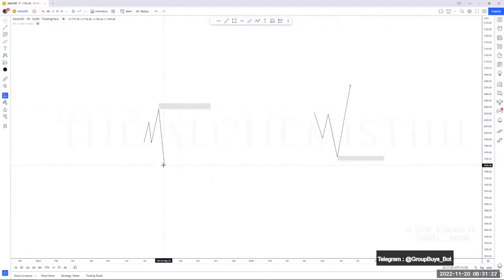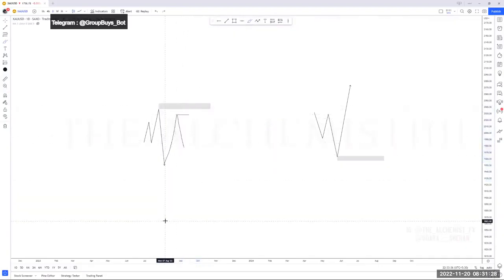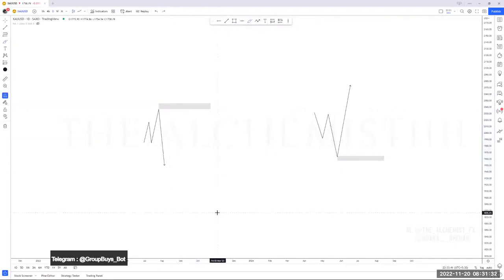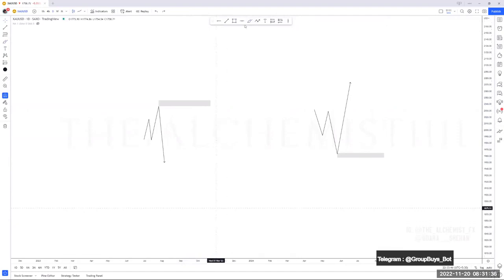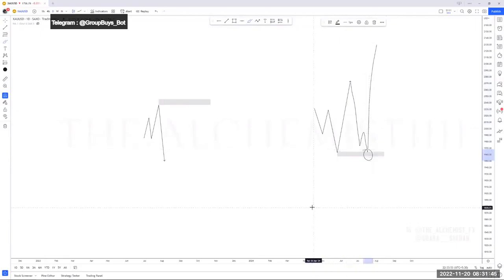But if it is reaching here, even if it does this and creates a high like this, you can still expect this to happen, as long as it creates liquidity. The most important thing is you need to see liquidity below the resistance. And same thing in here, it has to have liquidity above the support, like this. That is when we know that this zone will hold.